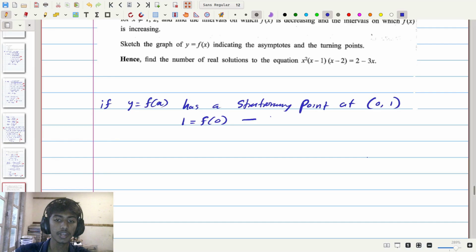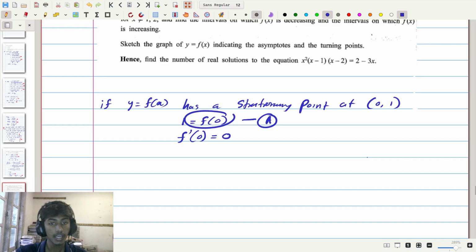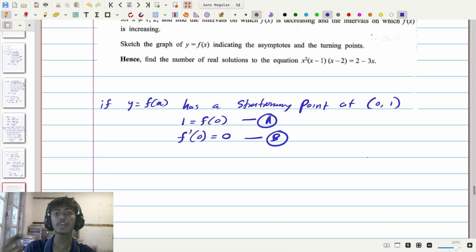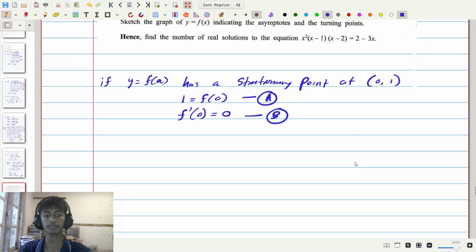I'm going to call this equation A, which we'll be using to find p and q. Similarly, another thing we can say is that since it's a stationary point, f'(0) is going to be equal to 0. So basically, f(0), or the value of f(x) at x equals 0, is going to be equal to 1 since y is 1. And since it's a stationary point, the derivative f'(0) is going to be equal to 0, which I'm going to call equation B. Now we're going to be using equation A and equation B in order to find p and q. And since there are two simultaneous equations and two variables p and q, we'll be able to find them.